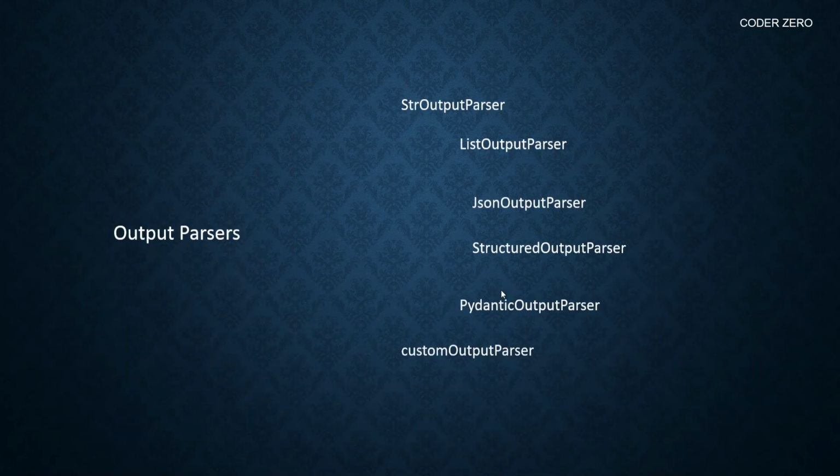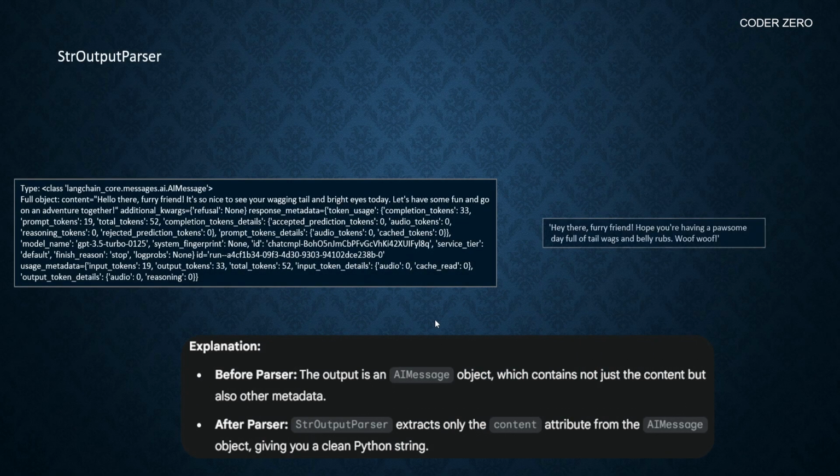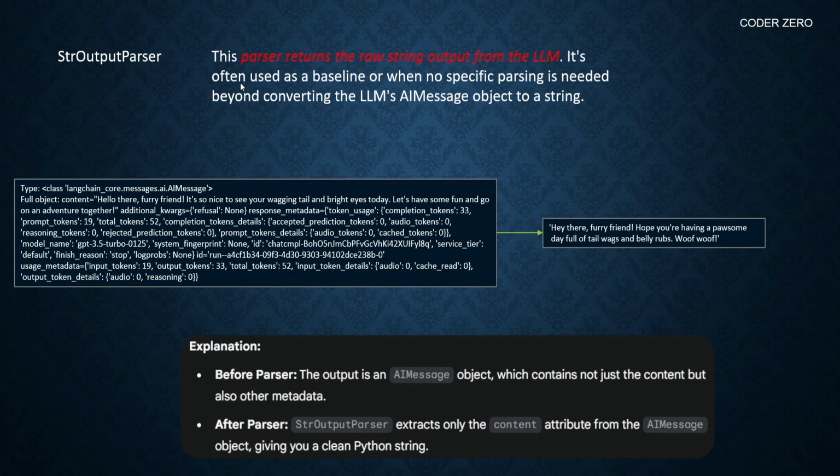Now here we'll be studying the string output parser, list output parser, JSON output parser, structured output parser, Pydantic output parser, and custom output parser. So, the string output parser. This output parser returns the raw string output from the LLM. That means if this is the output we are getting from the model, it is taking the content, you can see here, and it is providing that in a string format.